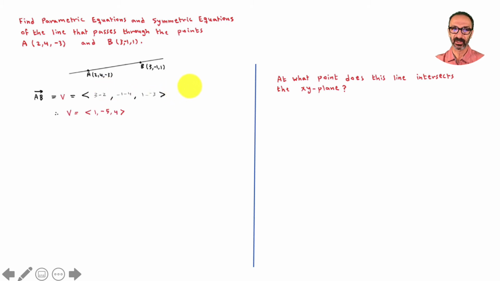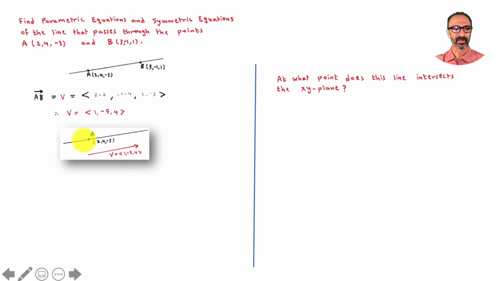That's my direction vector. You go 3 minus 2, and you keep doing the same thing. Now I have a direction vector. So now I have a point. If I pick A, that's my P sub 0, and I have a direction vector. After that, it's just simple math.